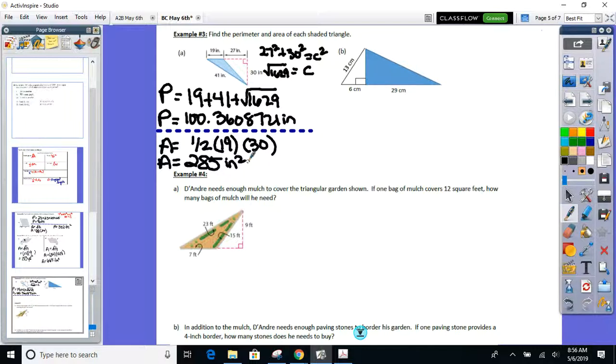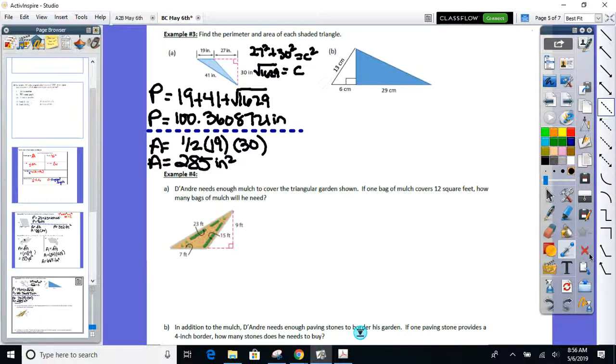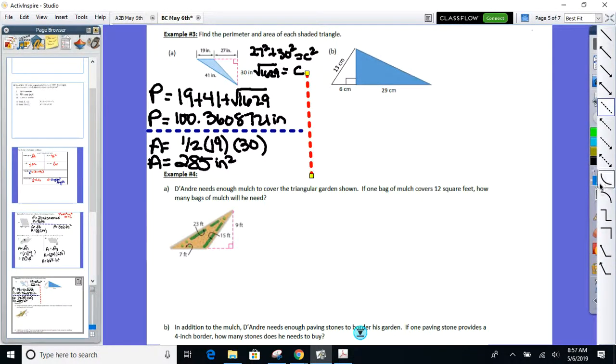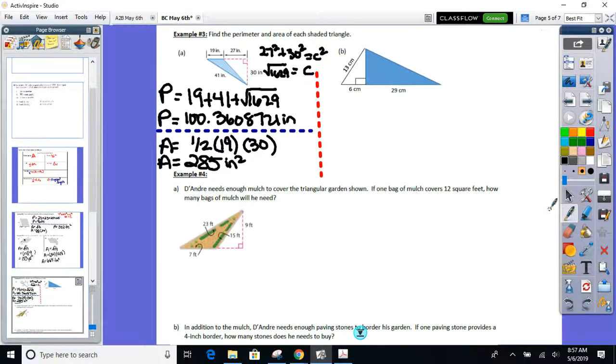You and your group find the perimeter and the area of the shaded triangle in part B. Write out the full calculator display. There's no rounding directions here. Have a plan between you and your group. Have a plan. This one's a little involved.